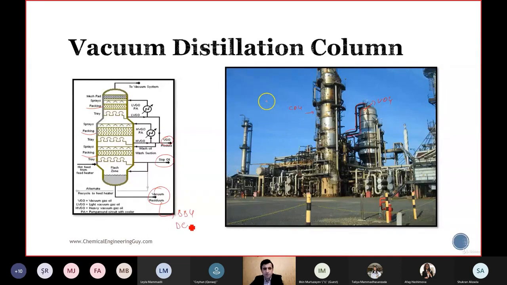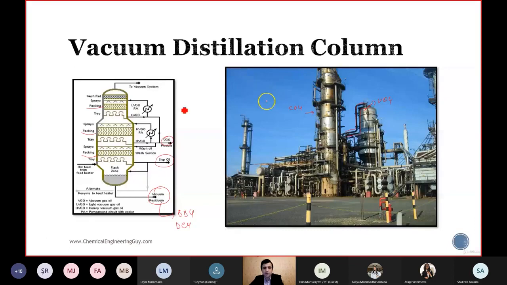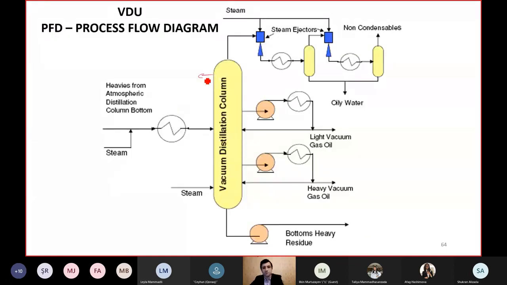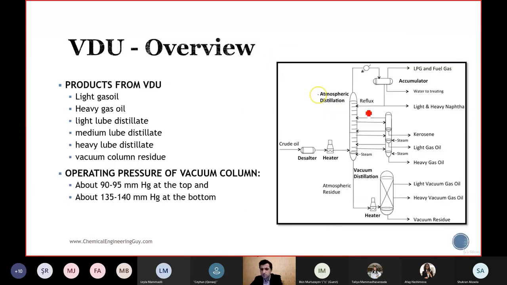And we have the vacuum system. We have the steam ejectors, as you can see. Steam can be used in the ejector, or we can use the diesel product. Sometimes we have the diesel product here, and we can use it in the ejectors to create the vacuum condition here. And the vacuum condition is around 30-50 mmHg.